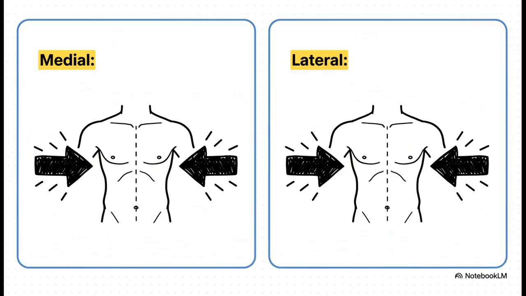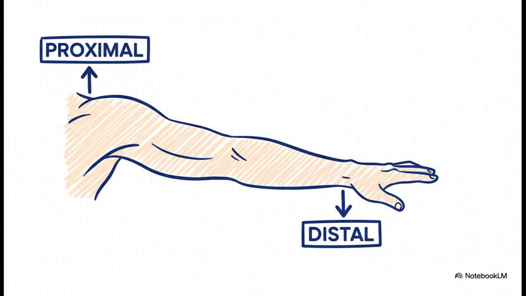Next up, medial and lateral. This pair is all about the body's midline, that imaginary line running right down your center. Medial means closer to that line, while lateral means farther away from it. So your nose, for instance, is medial to your ears, and your arms, they're lateral to your torso. Now, this last pair is super useful, but it's specifically for talking about our limbs. Proximal means closer to where the limb attaches to the body, and distal means farther away from that attachment point. For example, your shoulder is proximal to your elbow, while your fingers are distal to your wrist.